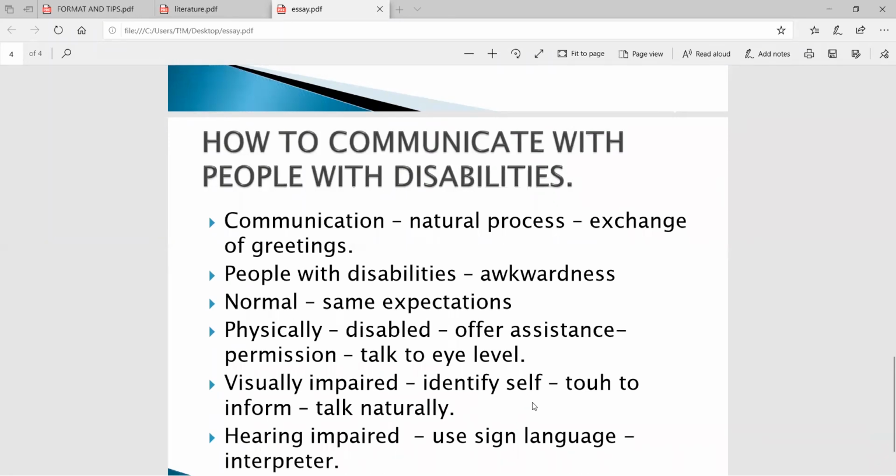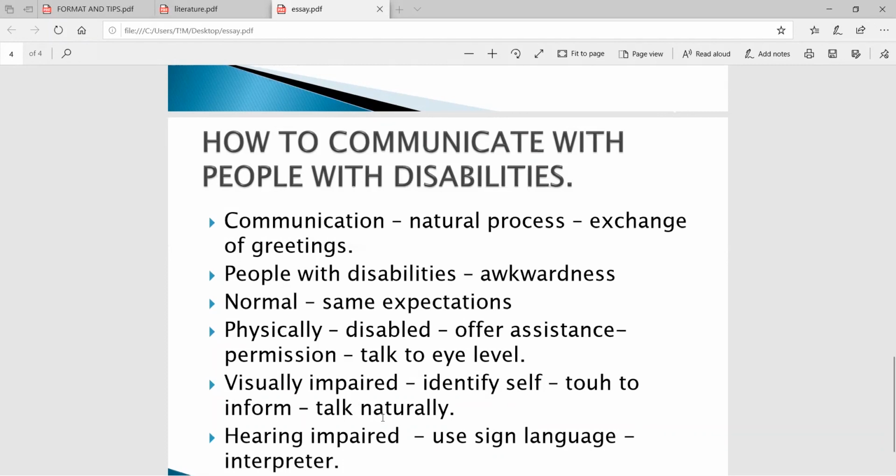Okay, so you explain that wisely. You explain what physically disabled means, and then how you offer help for them. You can give a situation, and you can also mention the permission, as I mentioned, and how you talk to them. Because physically disabled people usually can talk normally, as normal people, so you should just maintain your eye level and talk to them.